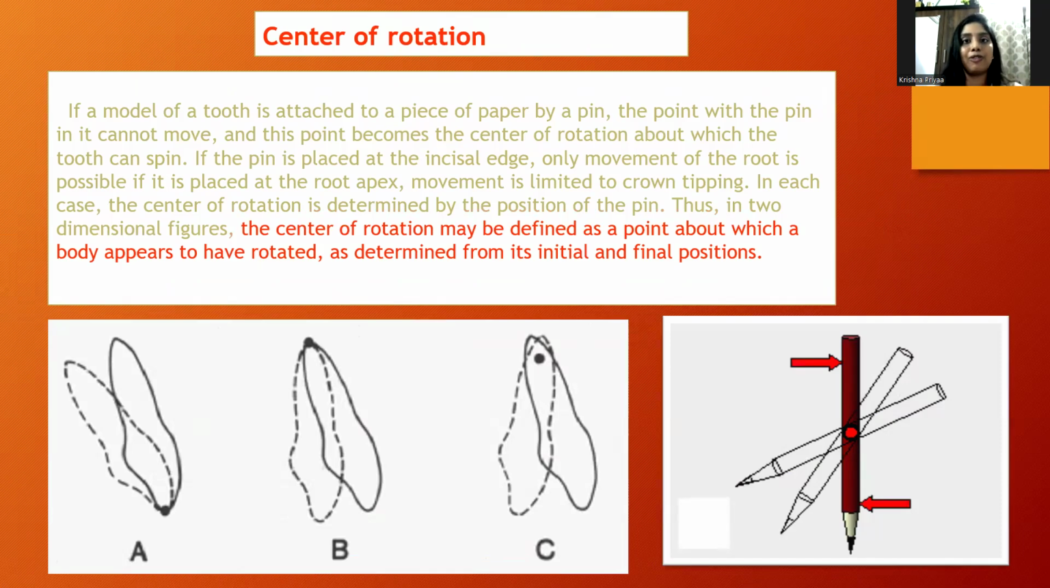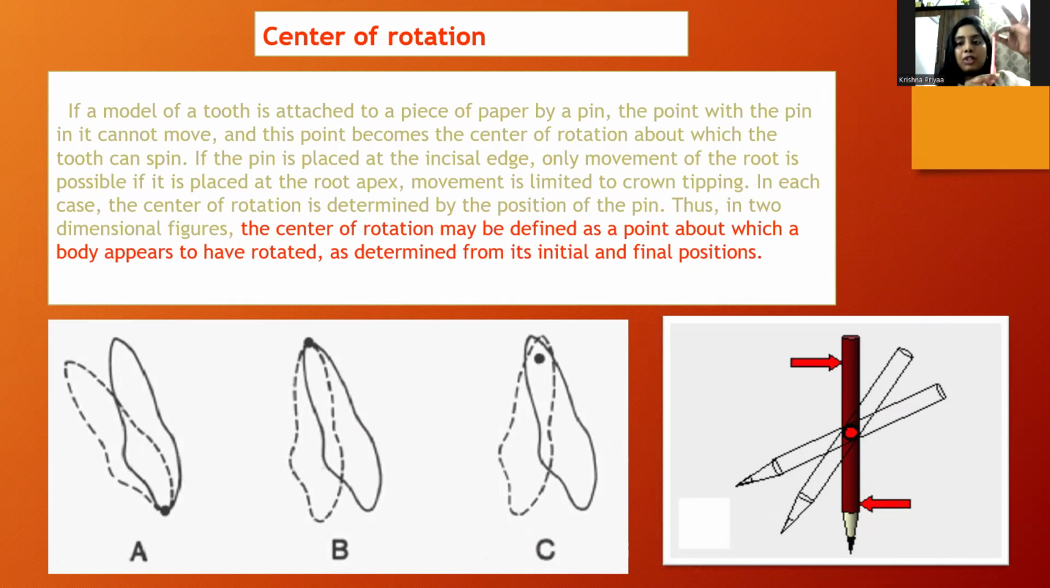Now we understood center of resistance, right? Now we are going to talk about center of rotation. Basically, see, if I'm taking a pen here, when I'm holding the pen like this, I'm holding it by the center of mass. At this point of time, under gravity, I can actually balance the pen easily. So when I'm putting a force through the center of resistance of any particular tooth, it is going to move like this. Now, what is center of rotation?